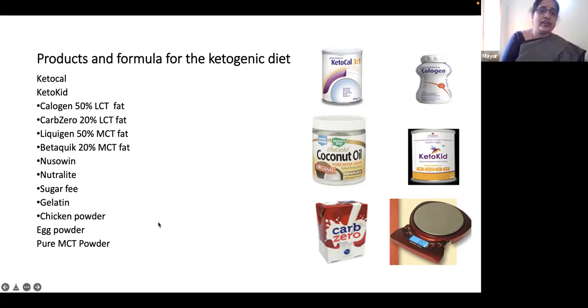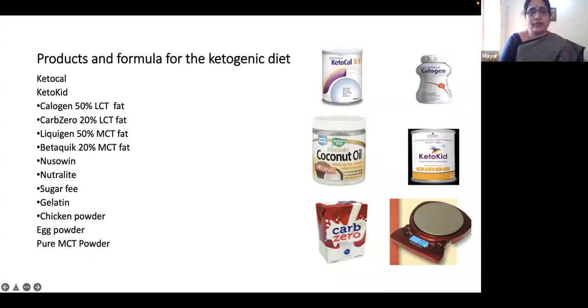And other products are also mentioned like Newsomine, Neutral Light, and egg powders. These are extremely useful. They just have to mix it with the rice or chapati. Chicken powders and egg powders and all, if they are not able to have a regular recipe.